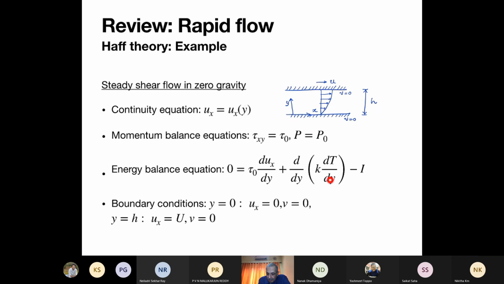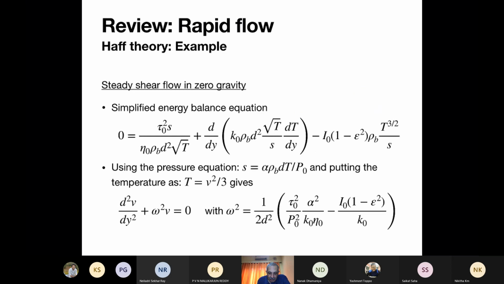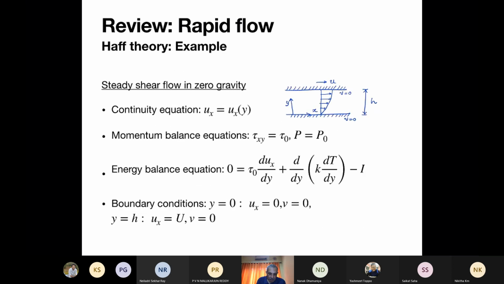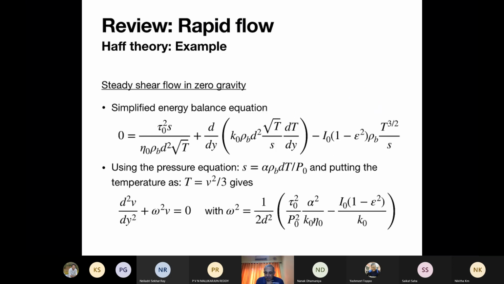And then we are left with the energy balance equation. This is the viscous dissipation, this is the conduction, and this is the loss due to inelastic collisions. And these are the boundary conditions. So in the last class, we started from this equation, which is the simplified energy balance equation. Here we have substituted for dux by dy and k and I, and then we get this. And we saw at the start that the two unknowns are s and square root of T.